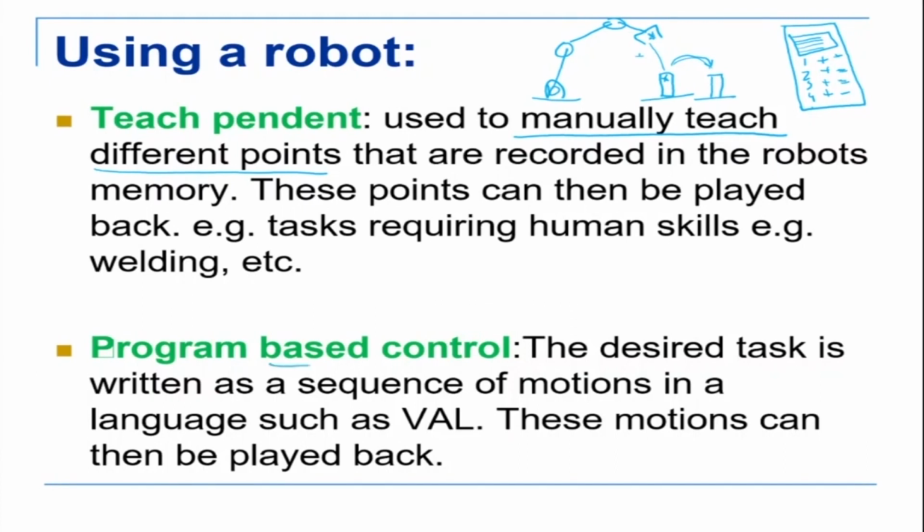The other is program-based control. So the desired task is written as a sequence of motions in a language such as VAL. So this is like a computer program, C language or Fortran language, you're familiar with that. So this is a computer program in which the desired task is written as a sequence of motions, and these motions can then be played back like a normal program. So in industrial applications, normally it will be program controlled because it is interfacing with so many other machines, and it is doing complicated tasks.